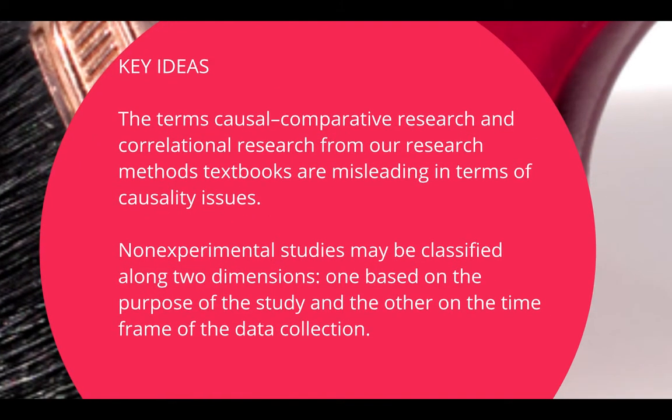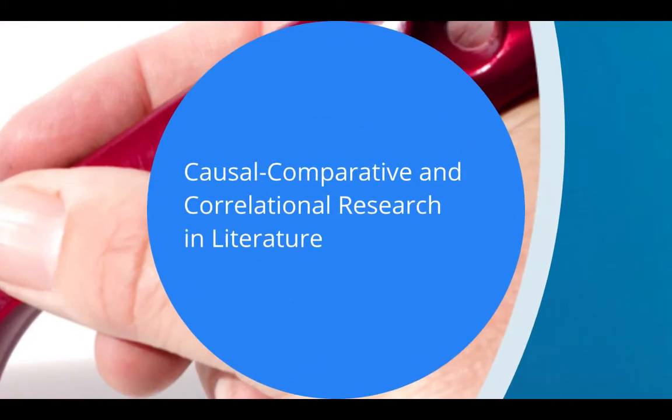Another key idea is that the terms causal comparative research and correlational research from our research methods textbooks are misleading in terms of causality issues. Non-experimental studies may be classified along 2 dimensions: one based on the purpose of the study, and the other on the time frame of the data collection. Now let's proceed to the 2 types of research, which are causal comparative and correlational research in literature.